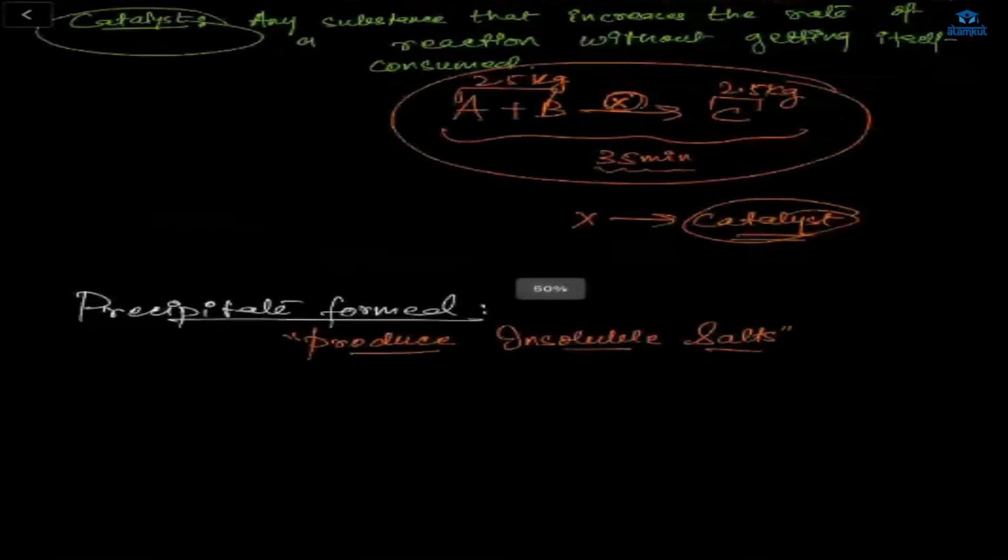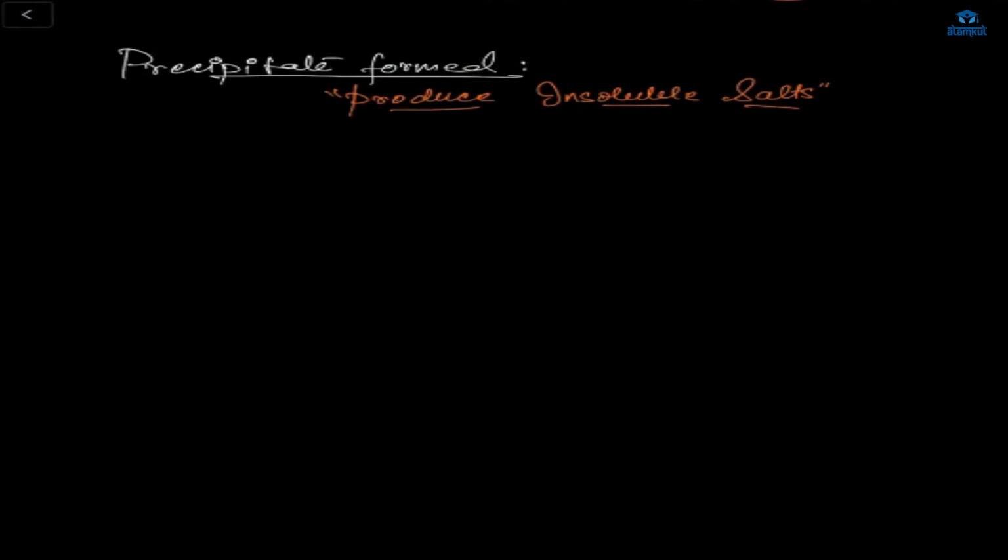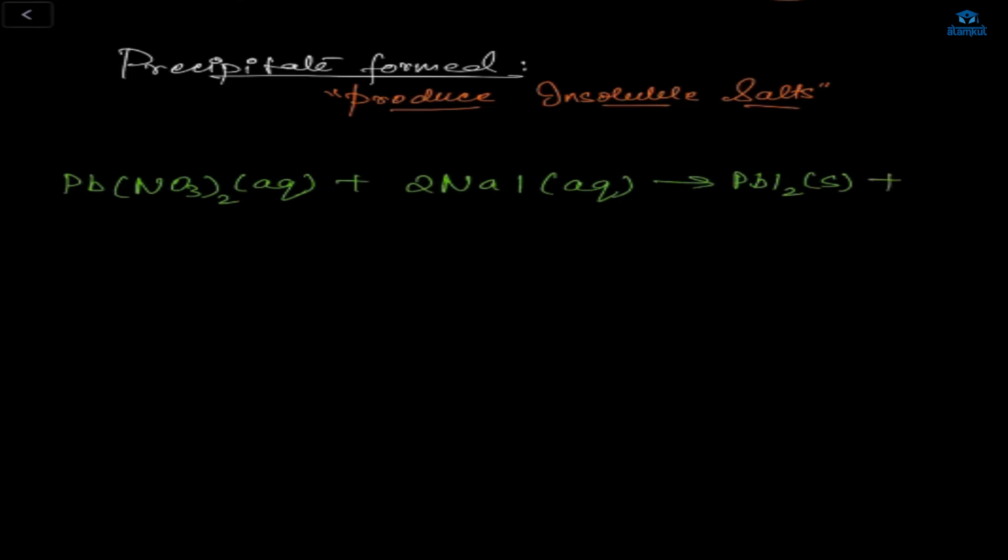Now, let's take one example here. Pb(NO3)2, let's say, aqueous. What is AQ? It means aqueous. Now, plus 2NaI aqueous gives PbI2, this is solid, plus 2NaNO3, this is aqueous.